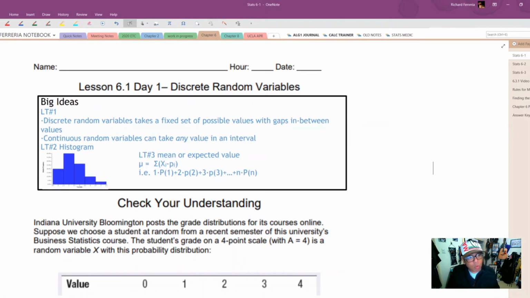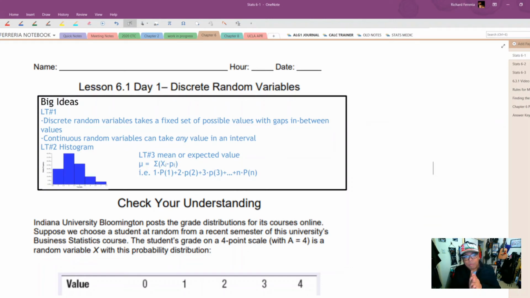Learning target 1 is this idea of discrete random variables versus continuous random variables. A discrete random variable can take on a fixed set of possible values with gaps in between the values. The gaps in between the values are just something added in there to make you more aware of what a discrete random variable is. So if a random variable can be 1, and then it can be 2, but it can't be a number between 1 and 2, then you're looking at a discrete random variable.